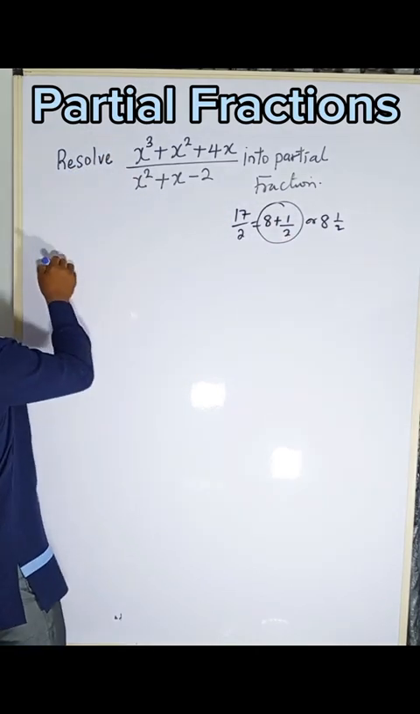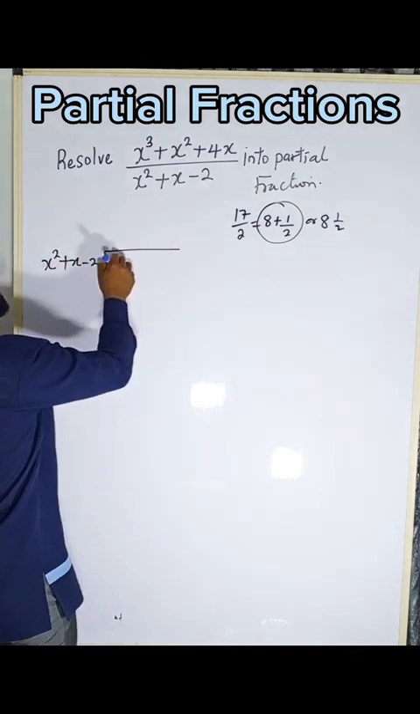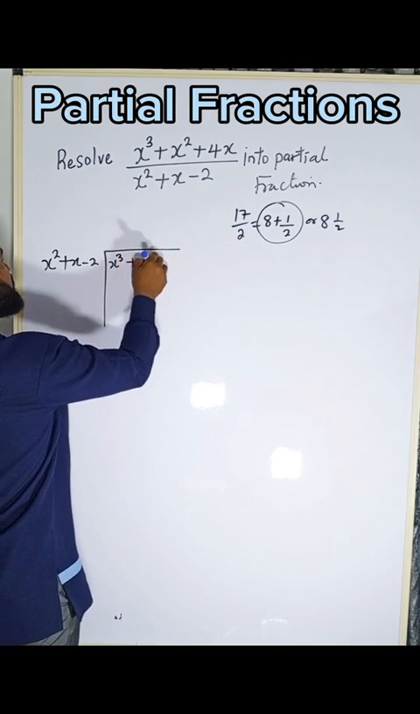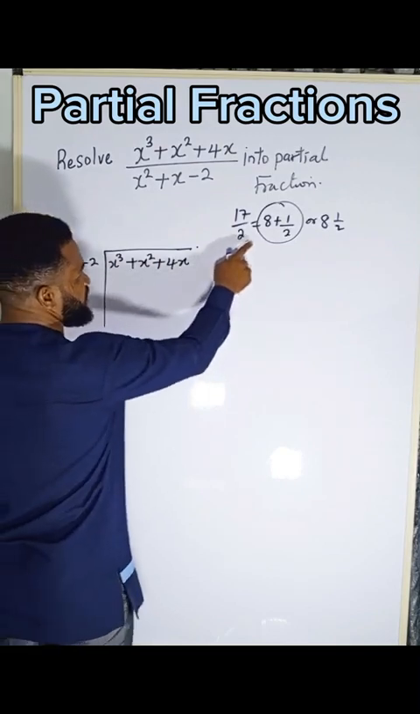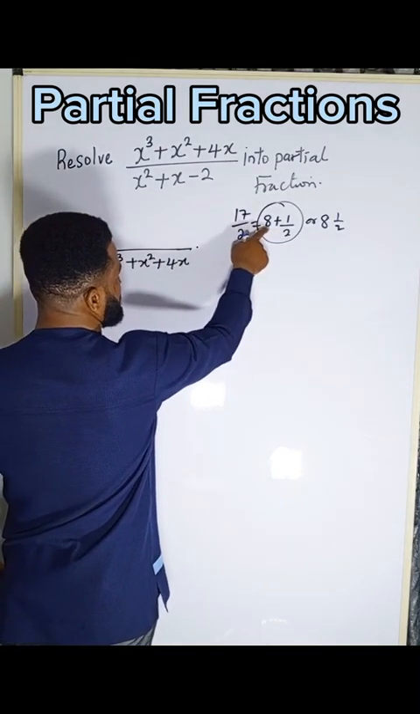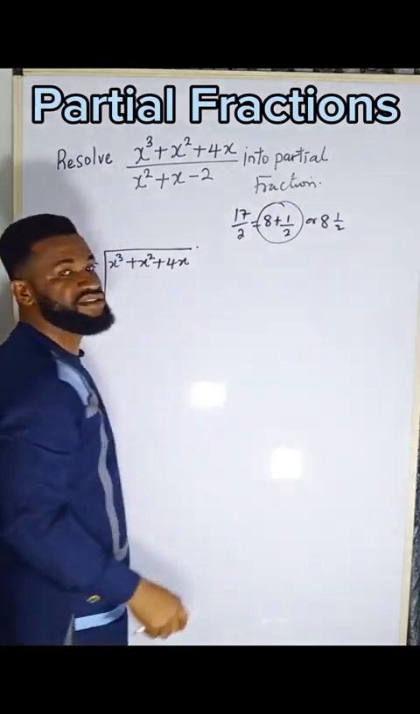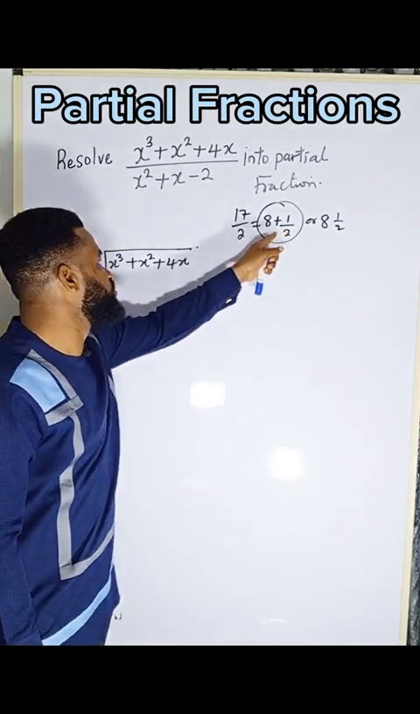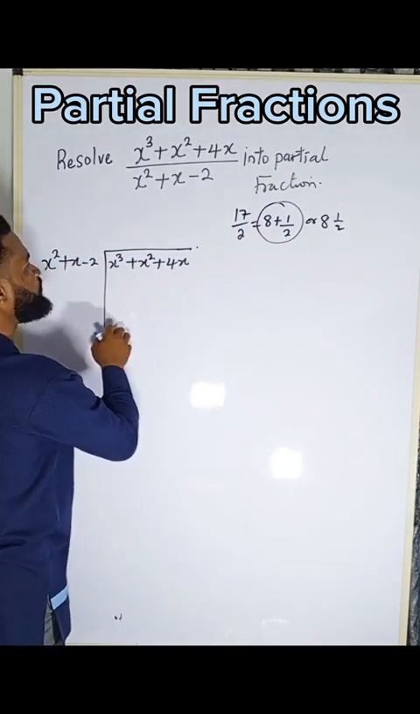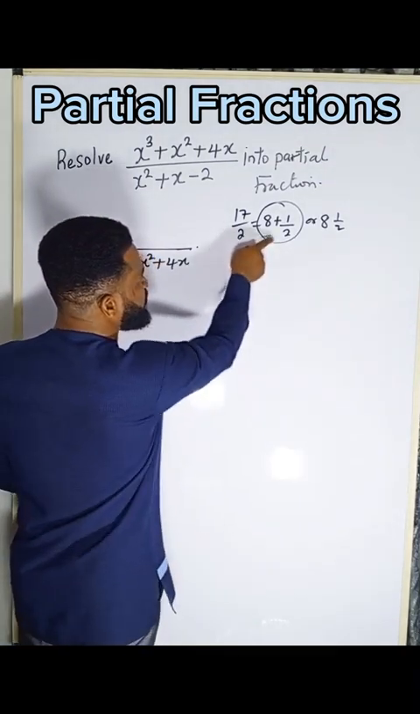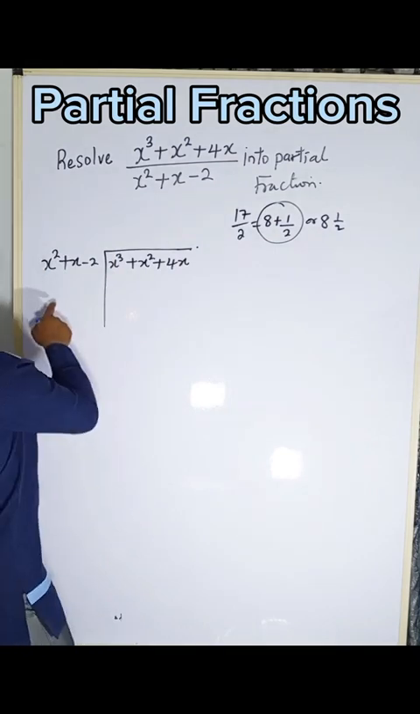Now, I'm going to start by saying x squared plus x minus 2 to have x cubed plus x squared plus 4x. I am doing this in order to get the 8 and the remainder. I already know the 2. In this case, this 2 is something like this one for me. So let's go, so that at the end, the denominator must be bigger than the numerator. That is the essence.